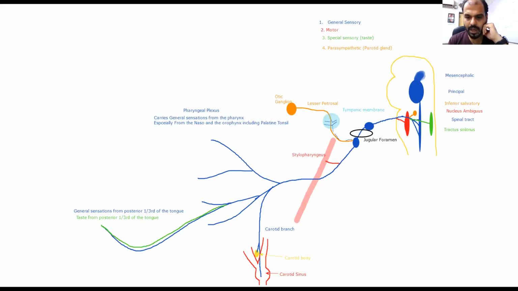Now we will start with the 10th cranial nerve. So let us start drawing it. Again, I'll take a couple of minutes to draw it. The thing that is easy here is that in the previous lecture of the 9th cranial nerve, out of the four nuclei of the glossopharyngeal nerve, three of the nuclei are shared by the vagus nerve also. So it also has the same four functions.